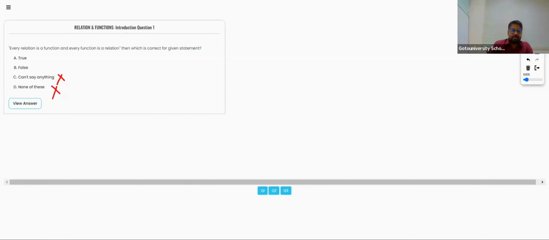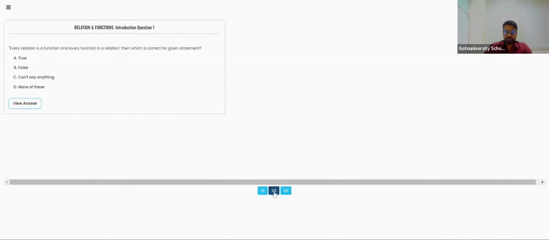See, this part is correct. Every function is a relation, but this part is not correct. Every relation is not a function. That means the answer is false. Every relation is not a function. So what is my answer? Answer is option B, false. Is it clear? Yes, the answer is option B, false. Let's go to the next question.